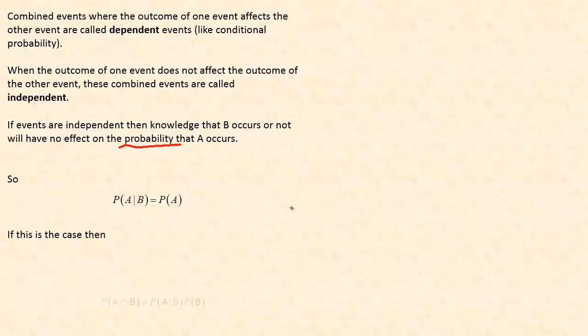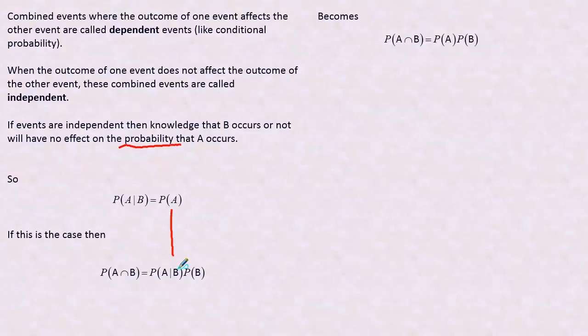If this is the case, then the probability of A intersection B is equal to the probability of A given B multiplied by the probability of B, which becomes the probability of A and B is just the probability of A times the probability of B. And that's because here we're just replacing the probability of A given B by the probability of A.